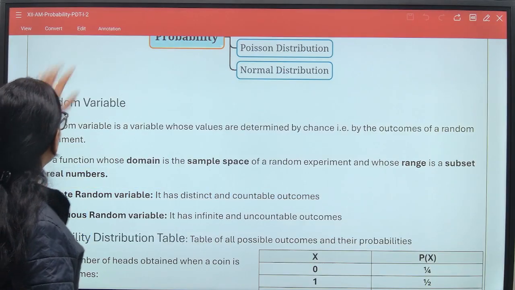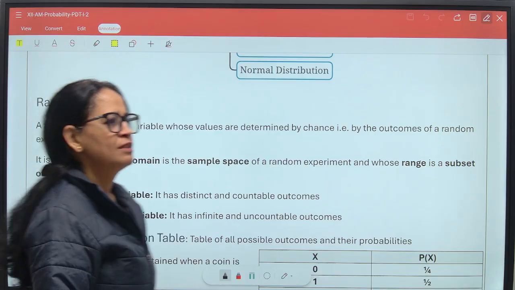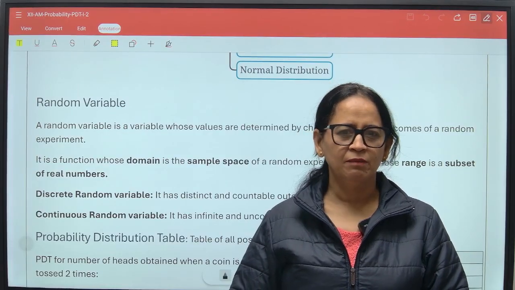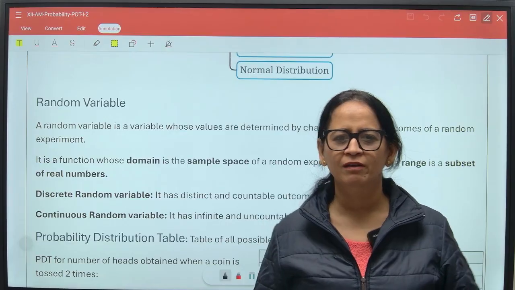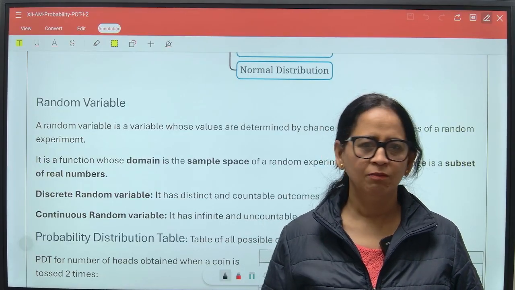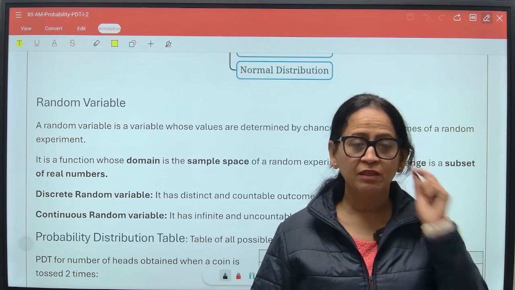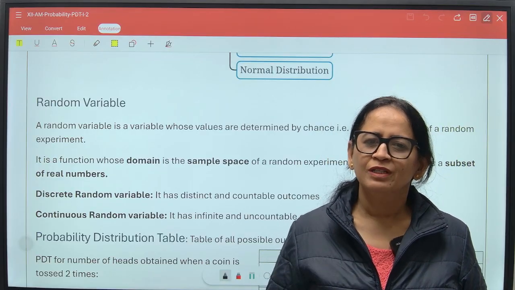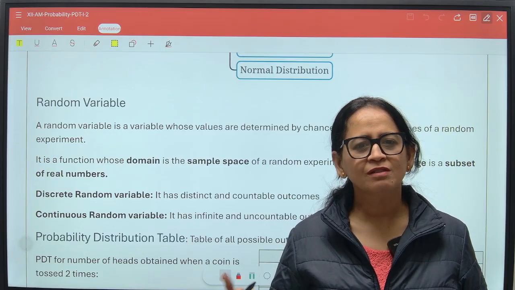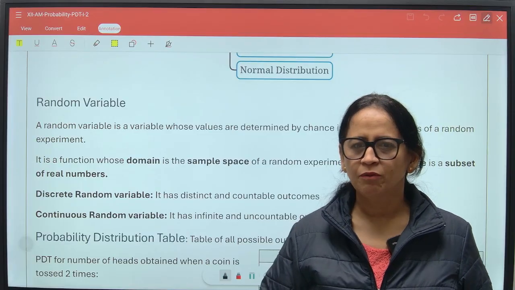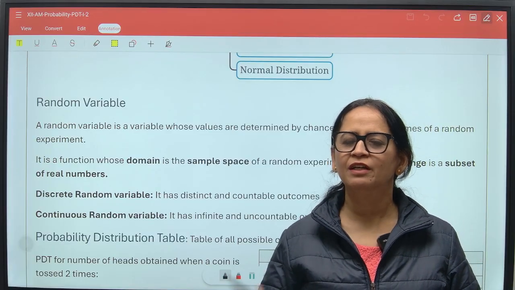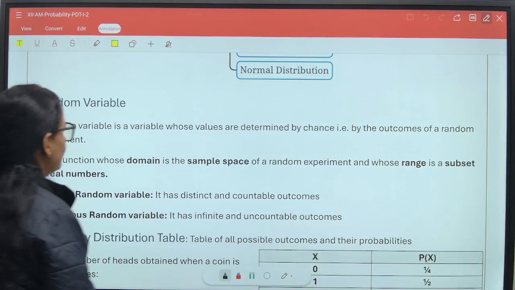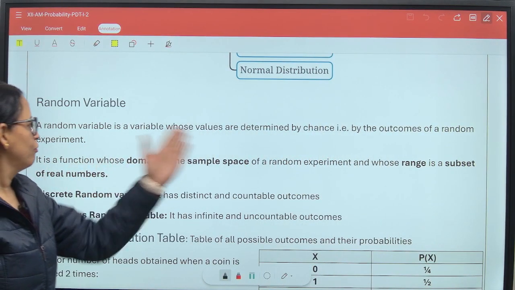So what is a random variable? A random variable is a variable whose value is randomly determined by a random experiment, by the outcomes of a random experiment. What do we mean by a random experiment? For example, tossing a coin, or maybe rolling a dice, or picking up a card from a deck of cards. So all these are random experiments whose output is random. The output is not known in advance. That's why they are called random experiments, but definitely they have a defined output somewhere out of the sample space. So a random variable is a variable whose values are determined by chance, that is outcome of a random experiment.